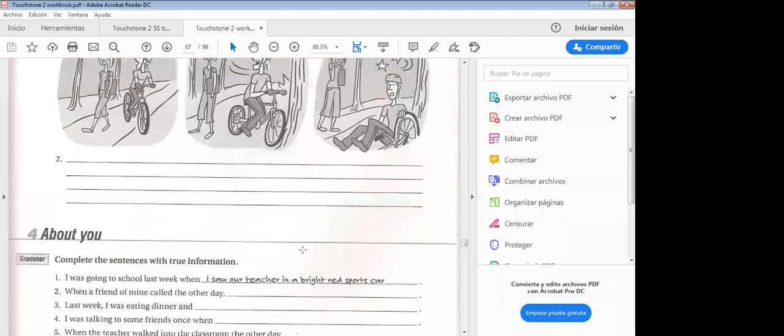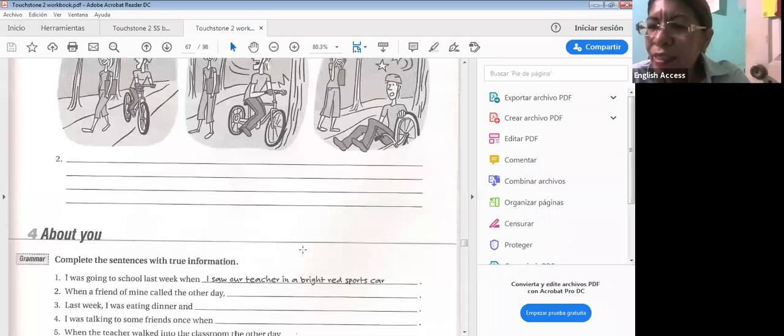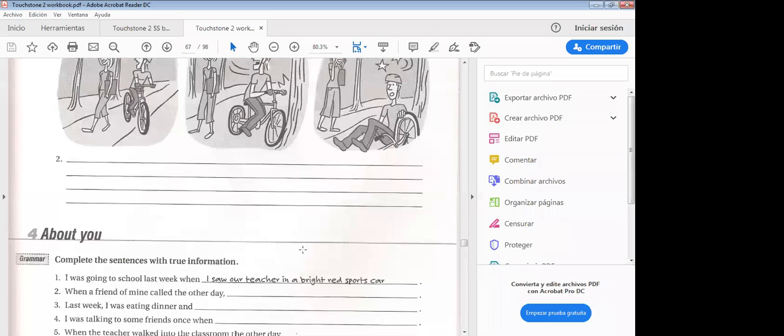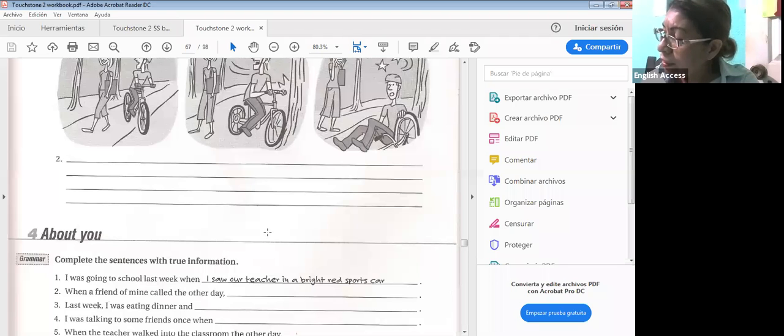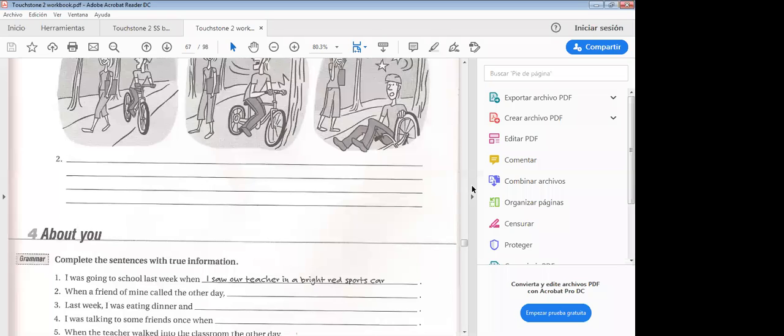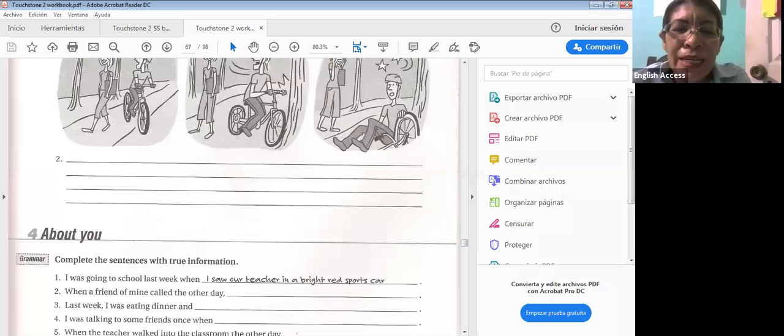Leg, arm, nose, face, hand, fingers, knee, ankle, toe, knee. Yes, we have back, our knees, back. So let's see, let's do something.